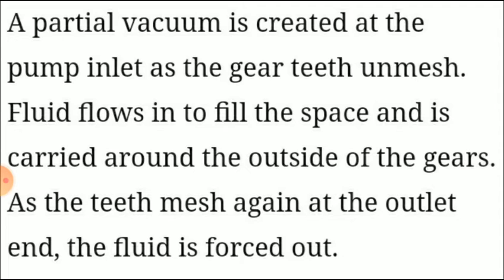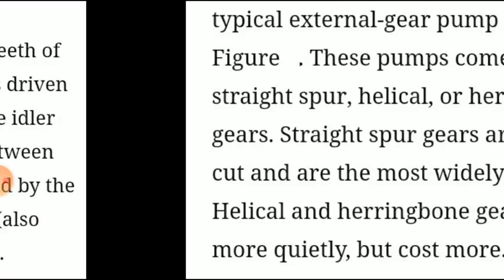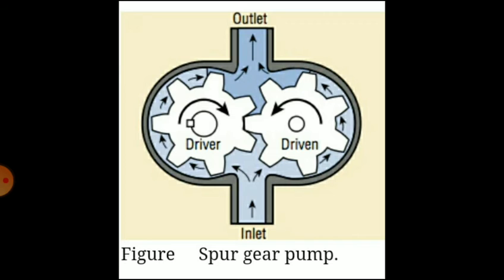A partial vacuum is created at the pump inlet as the gear teeth unmesh. Fluid flows in to fill the space and is carried around the outside of the gears. As the teeth mesh again at the outlet end, the fluid is forced out. So you can see the direction of the fluid from inlet to outlet, in between the gear teeth and the casing, and it is forced through the outlet.